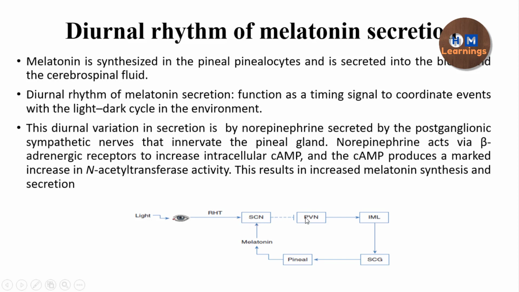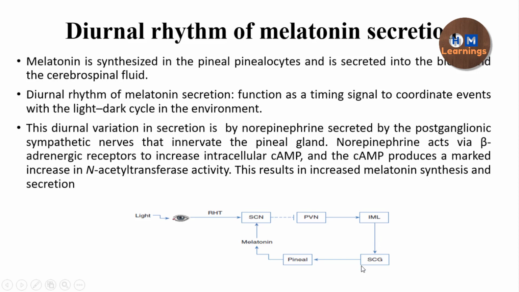So the paraventricular nucleus is sending its impulse to the intermediolateral horn of the spinal cord, which is sending the neurons to the superior cervical ganglion, and the superior cervical ganglion is sending the neurons to the pineal gland. Now this pineal gland is secreting the melatonin. So by this you can understand that at night the melatonin is secreted because the suprachiasmatic nucleus is not active at that time, so the inhibition on the paraventricular nucleus is lost. As a result, this path can be active and the melatonin can be secreted. Okay, so you can see that.